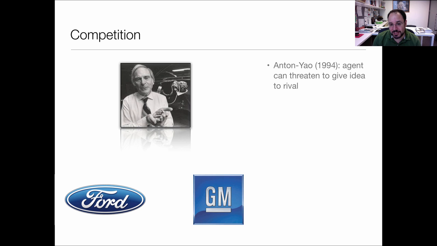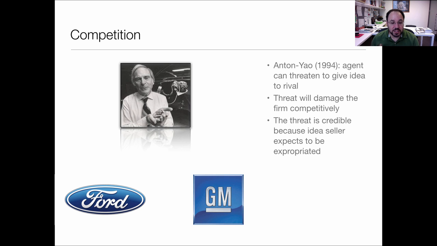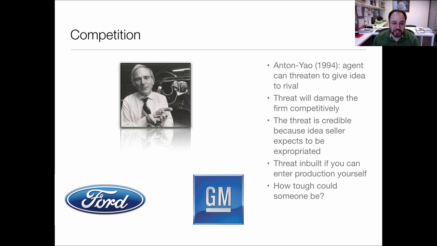Now, Ford has something to lose from that because Ford would like to use the intermittent windshield wiper as a key feature to push people to Ford cars and away from GM. And so the threat would be to damage the firm competitively, for which there needs to be competition, and it needs to be credible. It can be credible because the idea seller expects not to earn anything unless they can play off different rivals against one another. But you also have to be a pretty bold negotiator to do that. Maybe you need Donald Trump these days to bring the art of the deal to you. Of course, if you can enter production yourself, you've got an inbuilt threat to some degree. Again, how tough could you be? That's what we have to think of here.